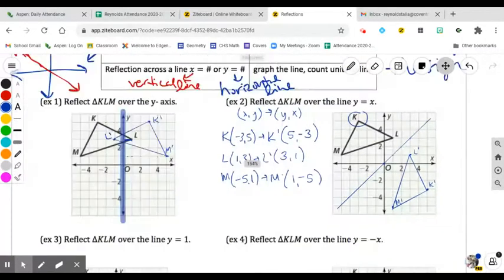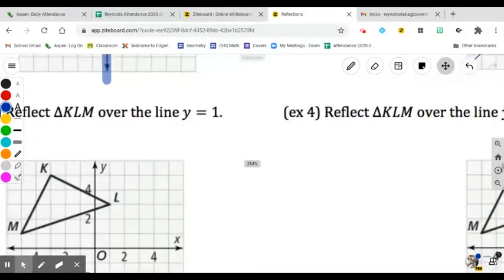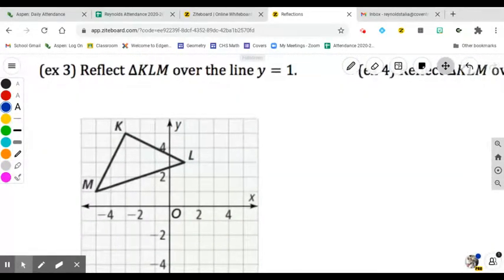Okay, the next one is the line y equals 1. Remember in the chart, I talked about the line y equals 1 is a horizontal line through 1. So that's y equals 1. This type of line doesn't have a rule to use. You just kind of count to the line, like we did in the first one.